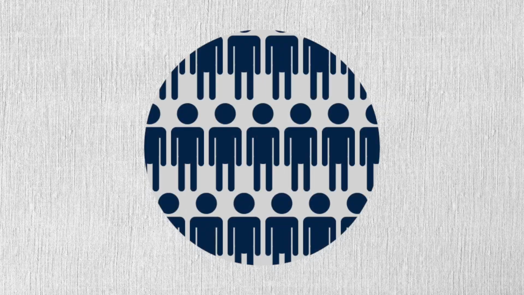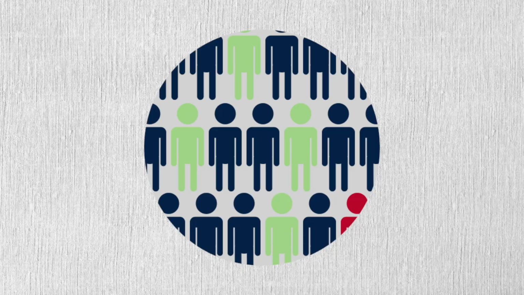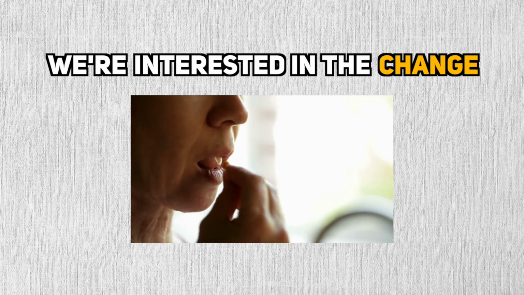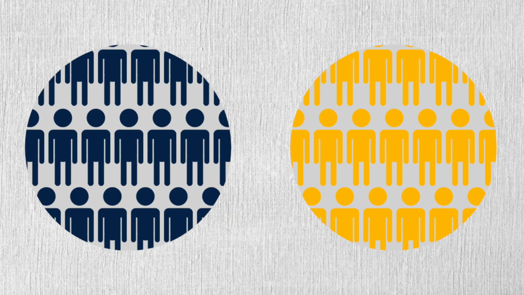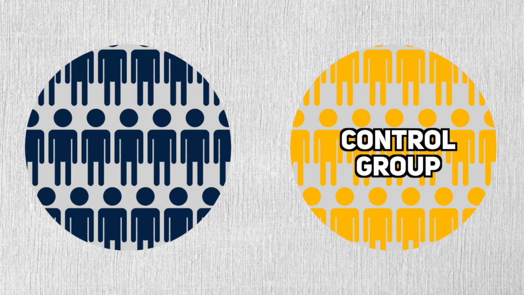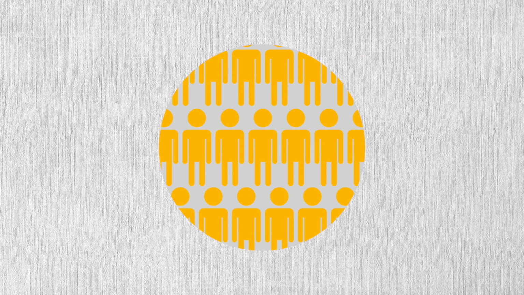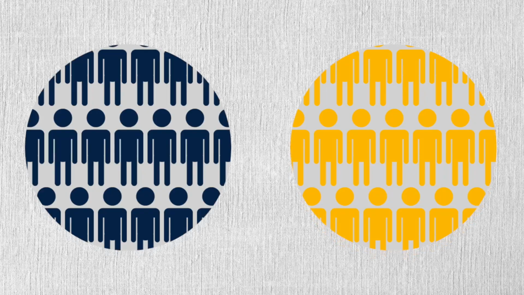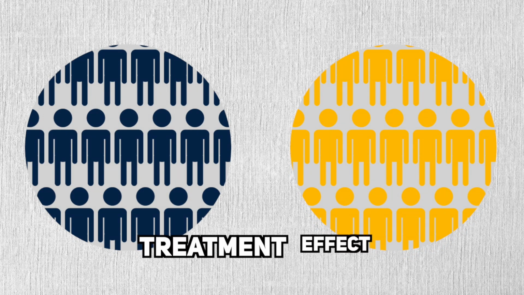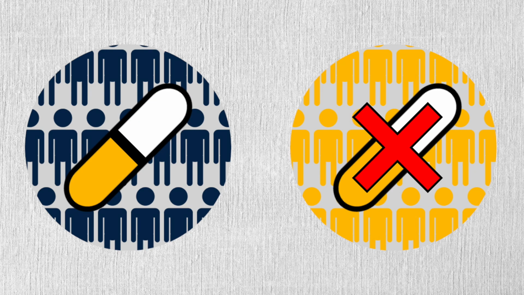It's not enough just to get a single group of people, give them a drug, and count how many get better. We're really interested in the change that treatment causes, so we need a second group. This second group is called a control group, also known as a placebo group. A control group is a group that doesn't take the treatment, and it's the C in RCT. The control group makes it easier to isolate the treatment effect because it gives us a reference for what will happen to a disease if we don't use the treatment.